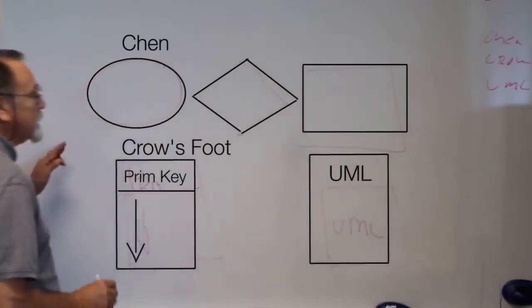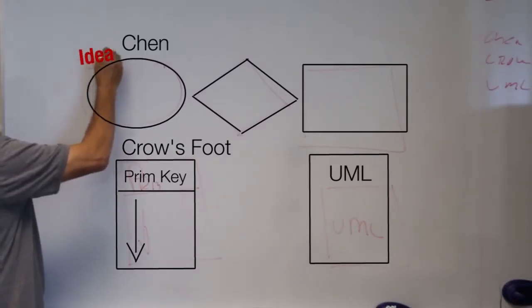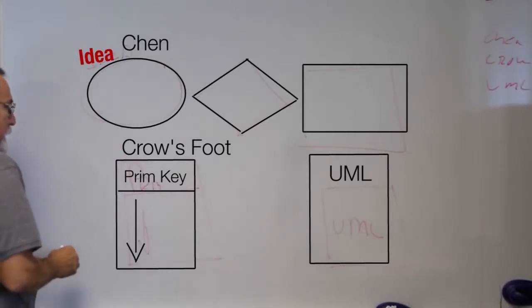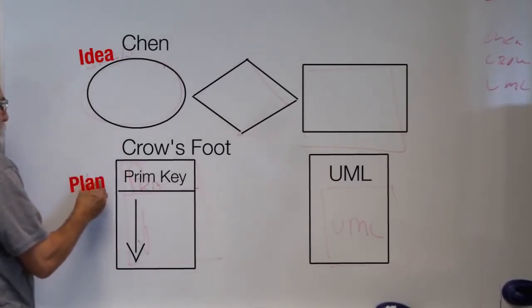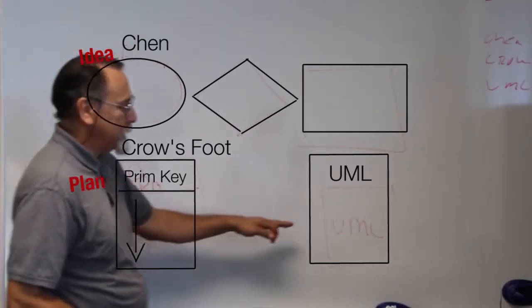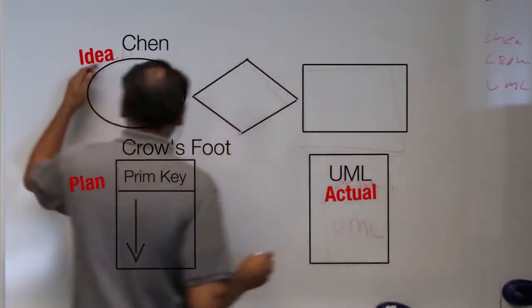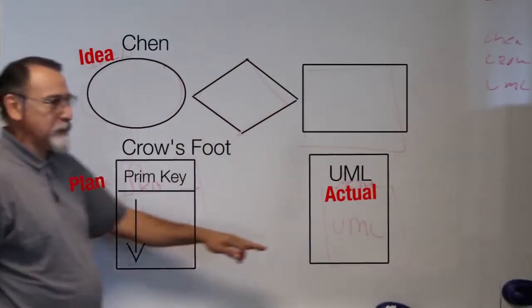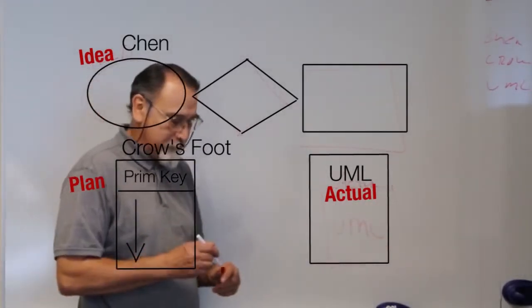Now, the Chen diagram is more of the idea type thing. This is where you're going to draft it out, and this is what you want to do. The Crowfoot is more of what it's going to look like when it gets through, and then this would be the actual product. So you go from the idea of what I want to do, to this is how I'm going to do it, and then this is what it's going to look like when I get through. After you finish, this is the final product.